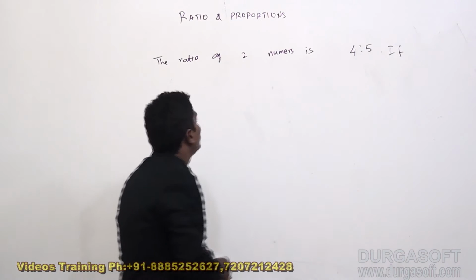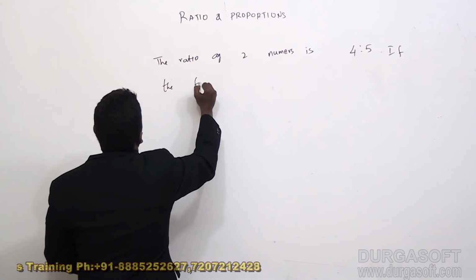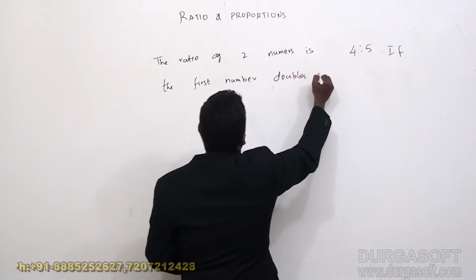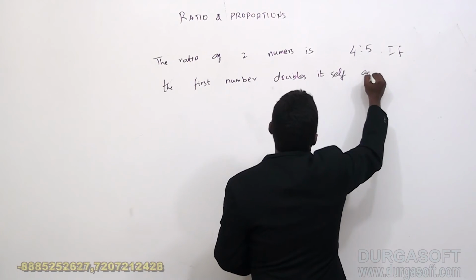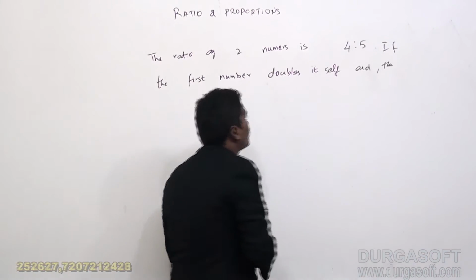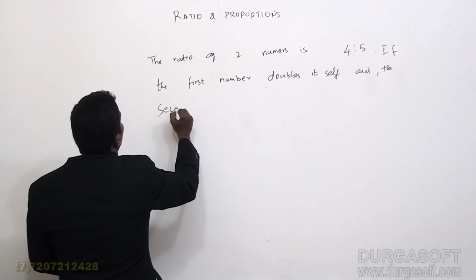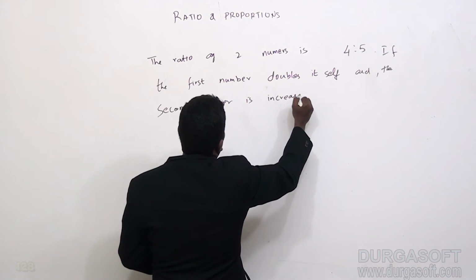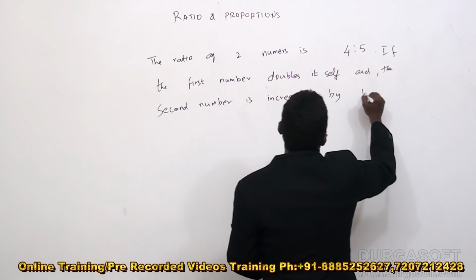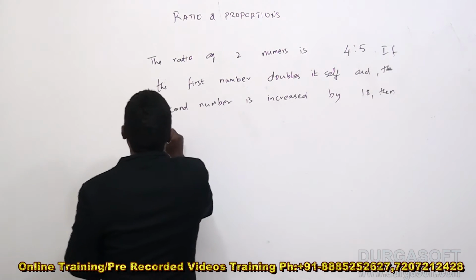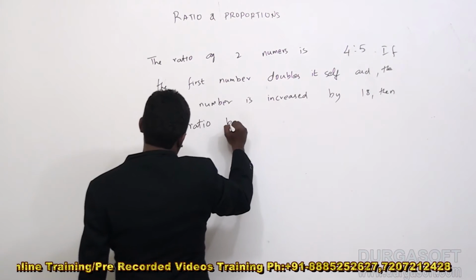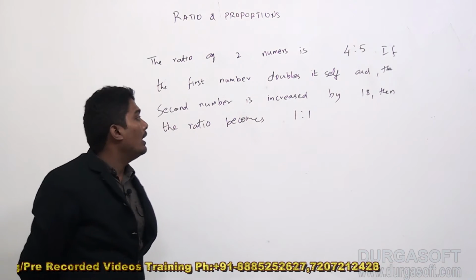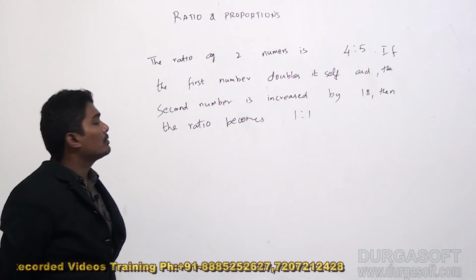If the first number doubles itself and the second number is increased by 18, then the ratio becomes 1:1.